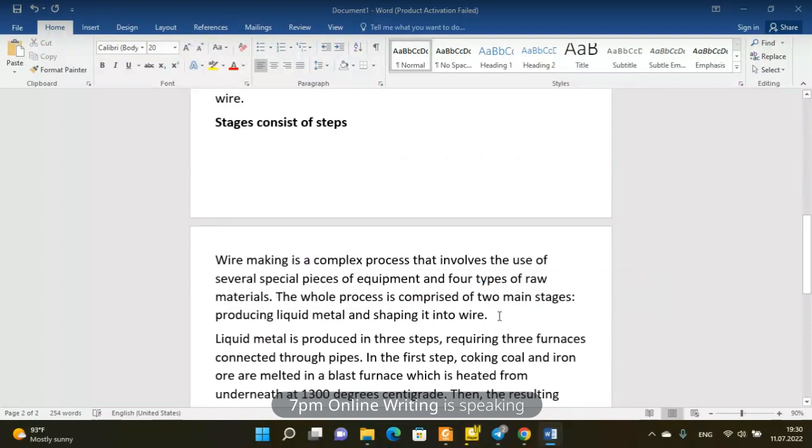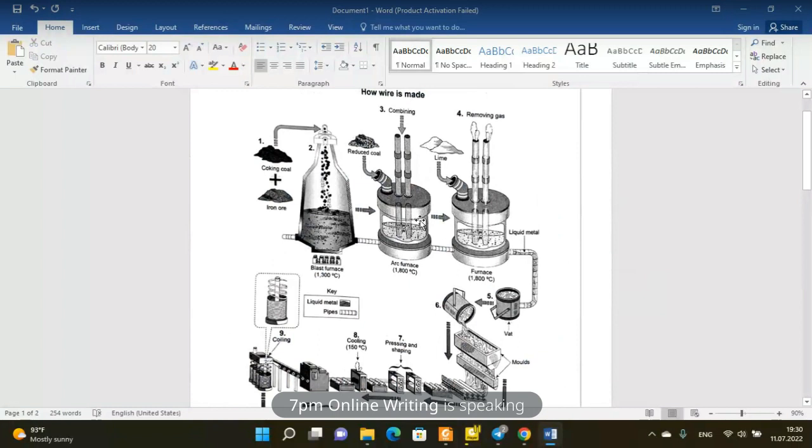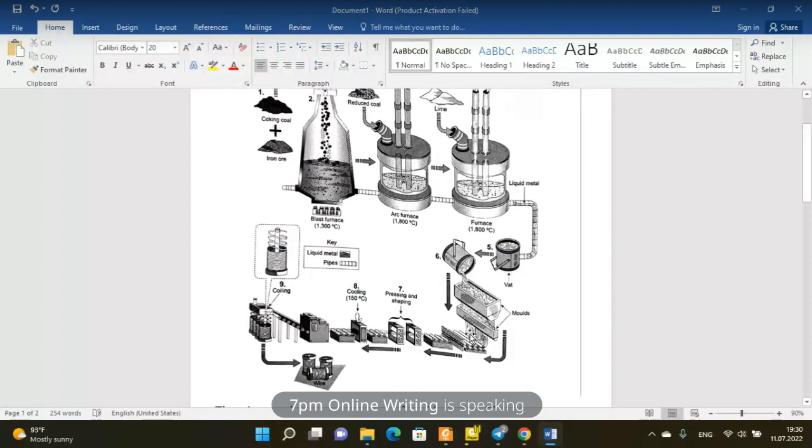Can you also show the diagram and show us the exact steps that go into the first body paragraph? Yeah. So the first body paragraph would be steps 1, 2, 3, and 4. Correct. And then as you can see, we have liquid metal coming out of step 4. So as soon as we have the liquid metal, then we can start including the remaining steps in the next body paragraph, right? Steps 5, 6, 7, 8, and 9.